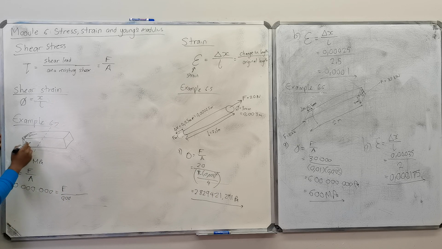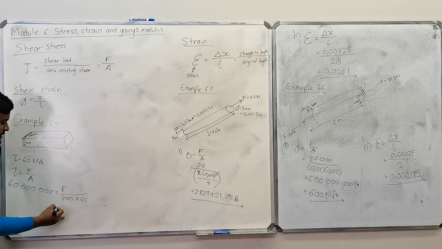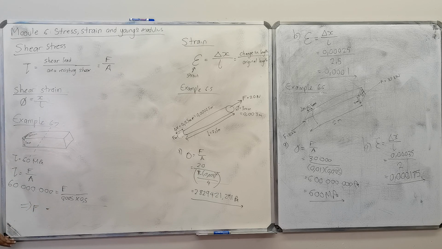7 zeros. Right? And your force is equal to... So you understand what I'm doing, right? The information that was given to us: they gave you the dimensions for the cross-sectional area. They gave you the shear stress. They want to know what's the force required, basically.